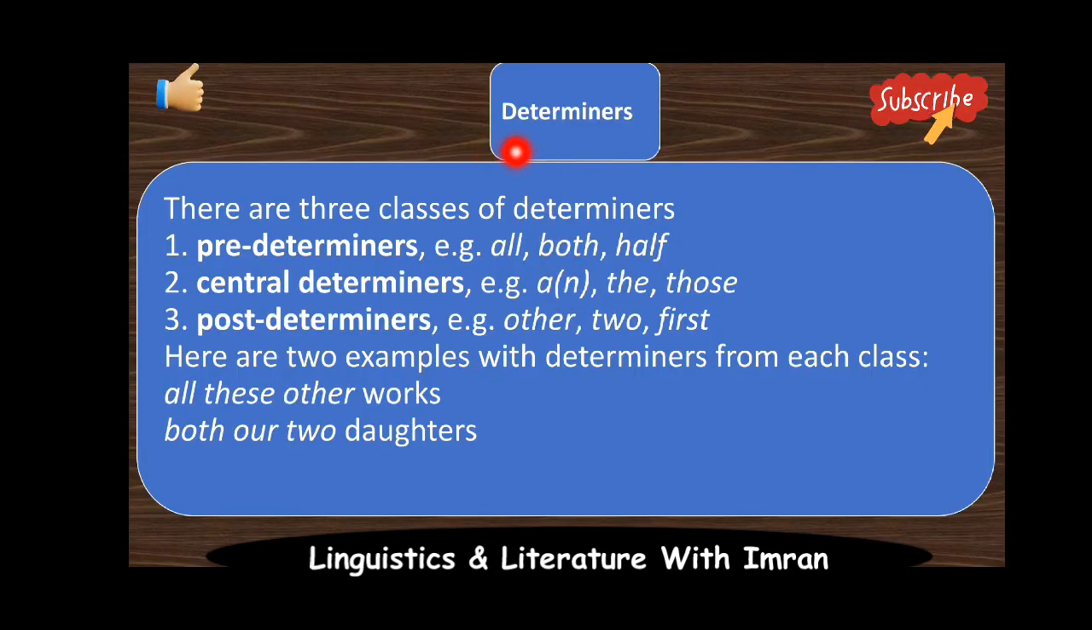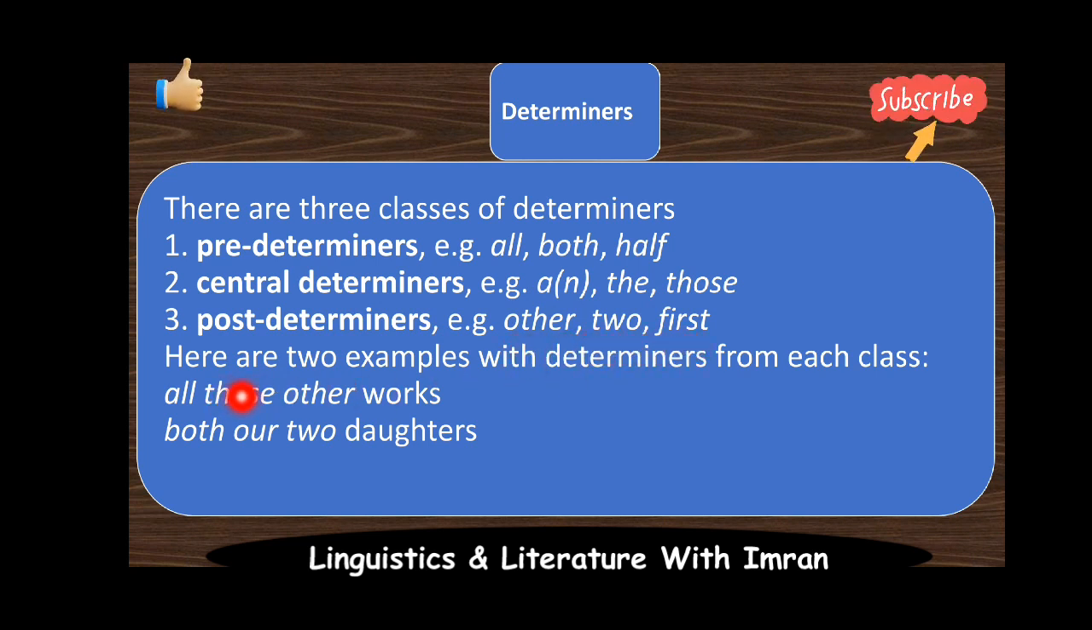Now determiners, right? Here we will discuss types of determiners. There are three classes of determiners, right? We can have predeterminers, central determiners, and post determiners. You can see all, both, and half. They are predeterminers, right? And here we have a, the, and those. They are central determiners. And here we have post determiners like other, two, and first.